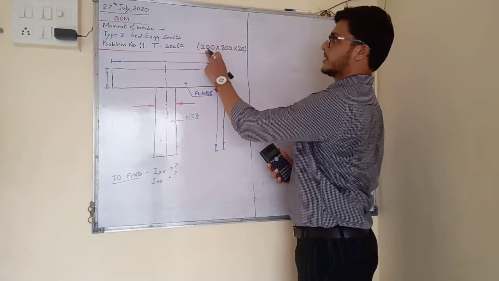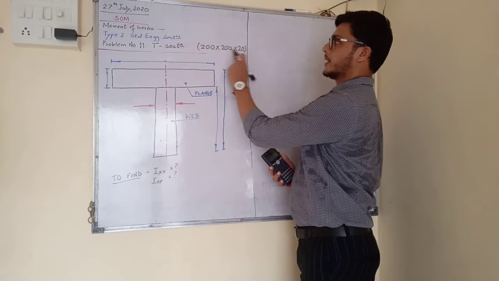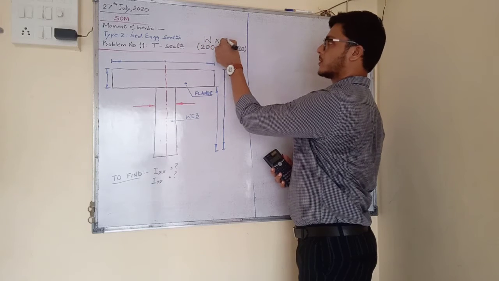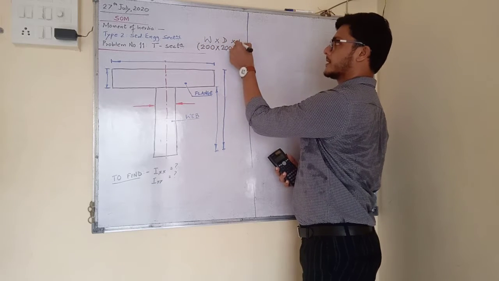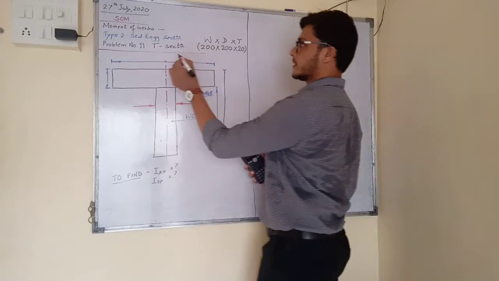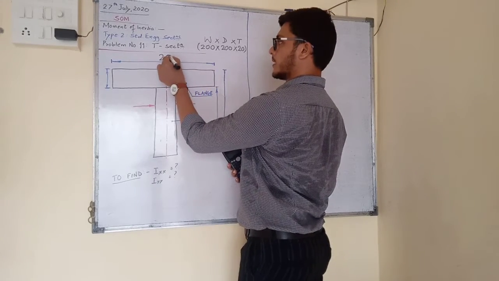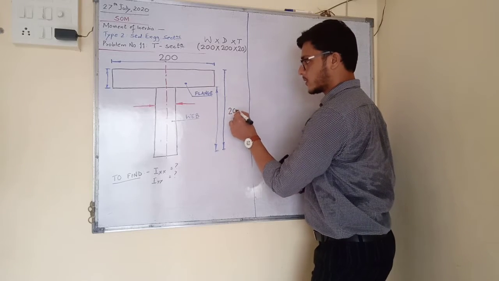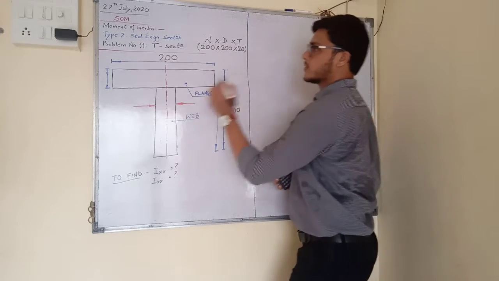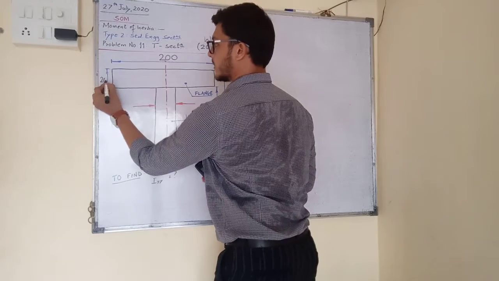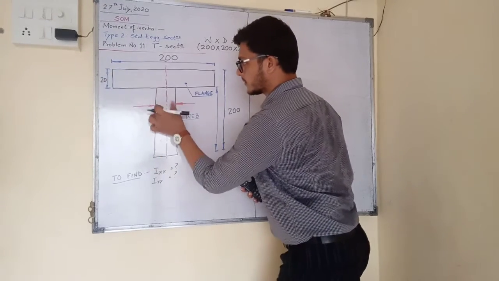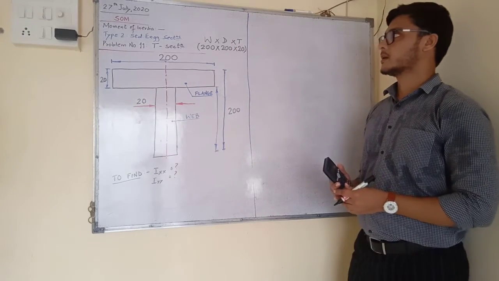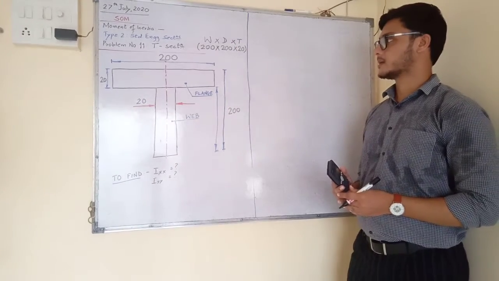So the given dimension is 200 into 200 into 20. This is overall width, this is overall depth, and this is thickness throughout. So this is 200 overall width, this will be also 200 overall depth, and thickness is 20. So this is thickness over here 20, and this web thickness will be also 20. So this is the diagram, 200 by 200 into 20.